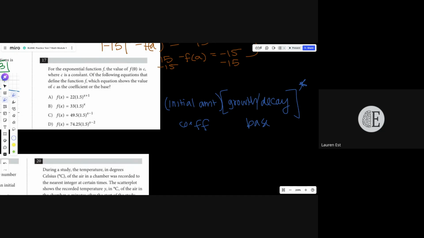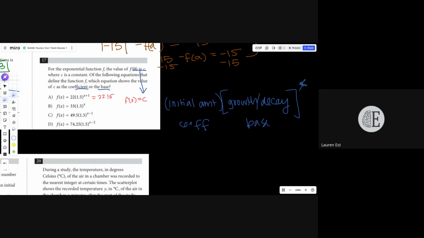So for the exponential function f, the value of f of 0 is equal to c, which is the coefficient of the base. So I get f of 0 is equal to c. The one that I'm thinking of from an earlier practice test is f of 1 is equal to k. So f of 0 equals c. So I'm going to plug in 0 for this. So this is 22 times 1.5 to the 1.